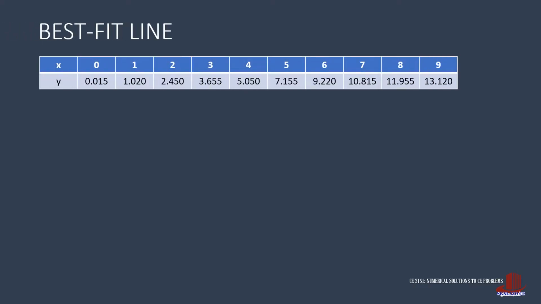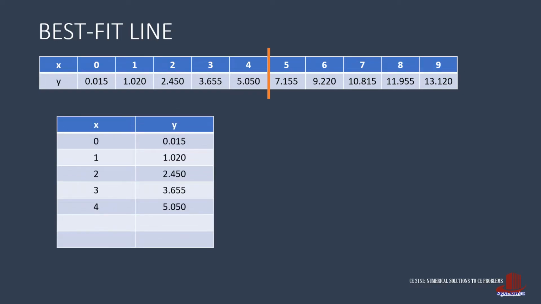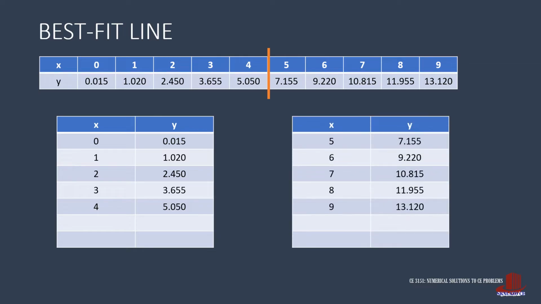Let's take the sample dataset in looking for the function of the best fit line. Observe that the dataset contains 10 data points, which can be divided exactly into two groups. The first table contains x values from 0 to 4, including their y counterparts. The second table includes x of 5 until 9, with their y pairs. This is step 1. The next move is to take the summation of variables.